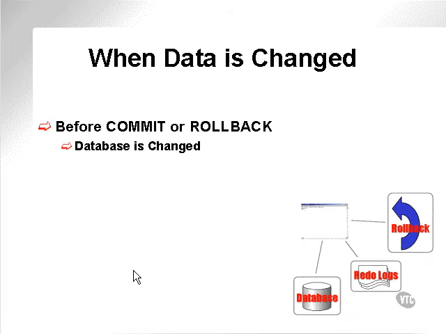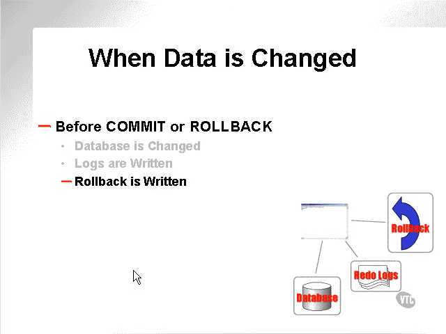Now let's take a good look at what actually happens to an Oracle installation when data is changed by SQL DML statements in a transaction. Let's say you execute either one or a number of DML SQL commands which make changes to the database. Before a commit or rollback command is executed, the database is actually changed. The redo logs are written and the rollback is written too.